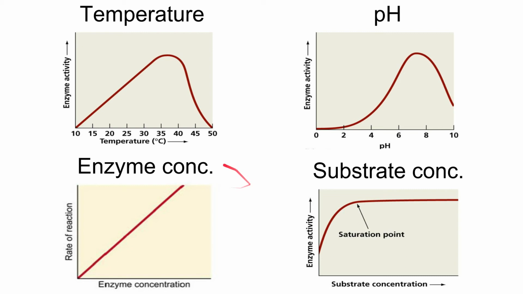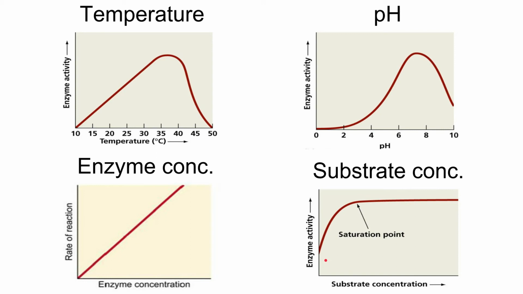Next up is substrate concentration. So picture this same scenario here. We've got a test tube. We've got a set concentration of enzyme in there. We've got set temperature, set pH. What happens if we increase the substrate concentration? Well, you might think that the graph would come out looking a bit like this.